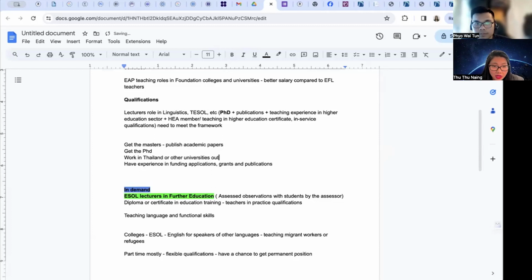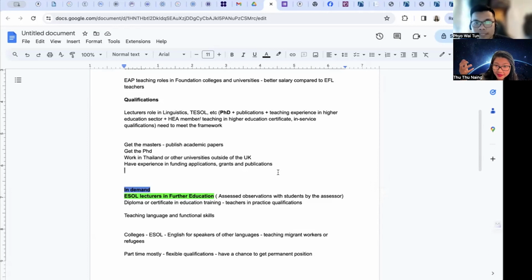Then have experience. Also, what I noticed is they also ask your background in funding. Do you have experience applying for funding for the projects? Have you been successful in those projects? Oh, that's interesting. Yeah. Because they also ask that as well.